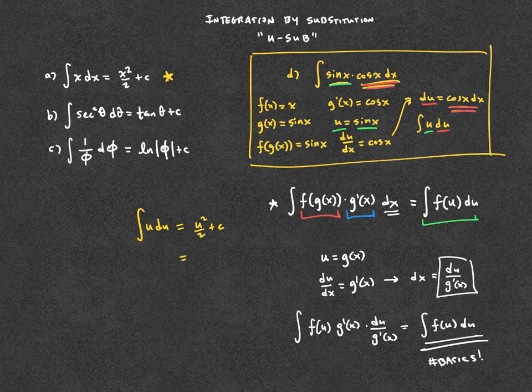After you get done with the basic technique of integration, you go back and sub back in what u was. In this case, it was sine x. So the antiderivative of sine x times cosine x is sine squared x over 2 plus c. It's a basic example of integration by substitution and a breakdown of the why.